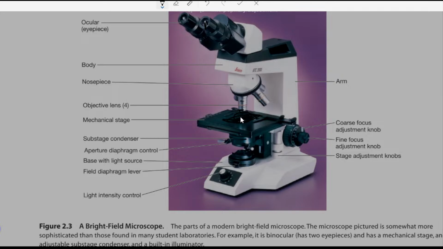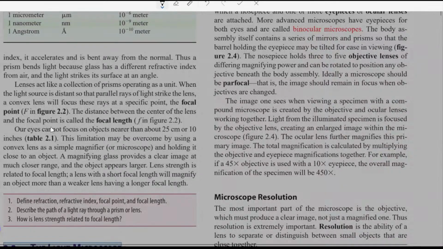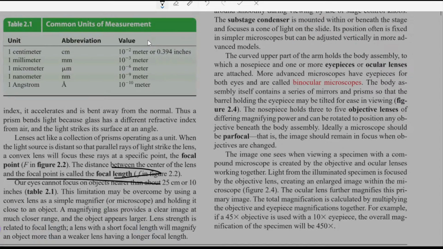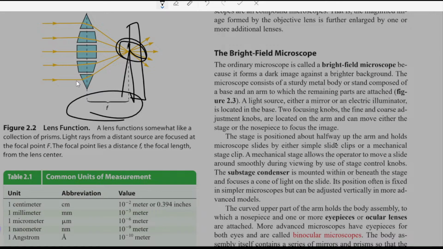If the focal point was in the center, like this area and not this area, where is our specimen going to be magnified? It can't be magnified if we don't put the light into a focal point. So the distance between the center of the lens and the focal point is called the focal length. They are saying this area, as is shown, is the focal length.